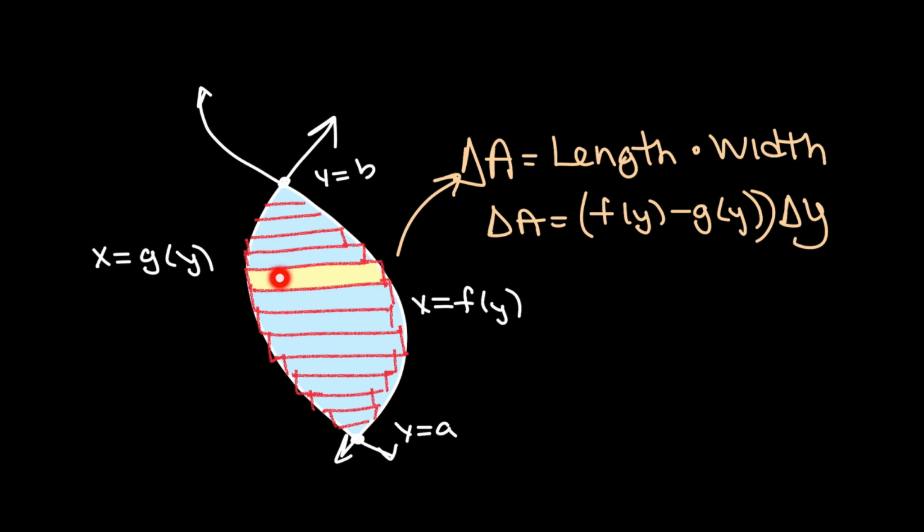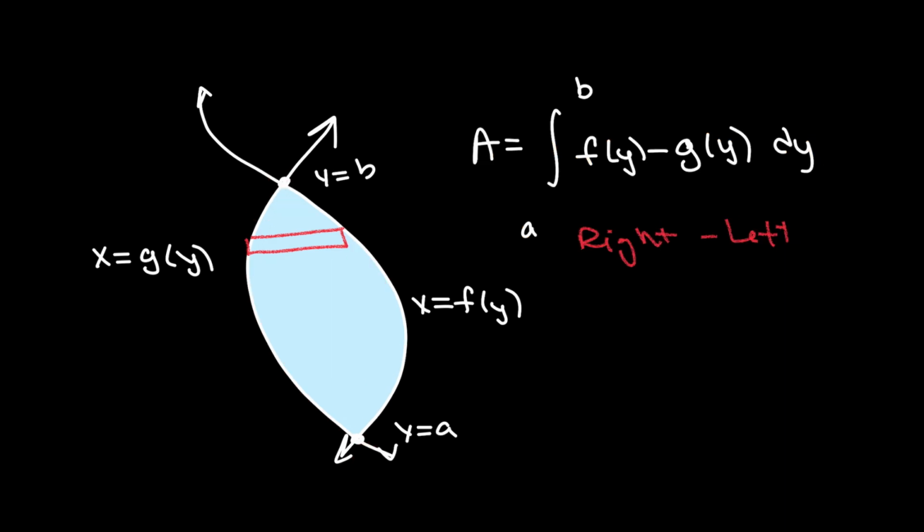And the length of these rectangles is going to be the right side of the object minus the left side of the object. How I have this drawn, the right side would be x equal f of y, and the left side would be x equal g of y. So just like in the previous example, if we want to find the total area of this region, we would have to add up all of those little rectangles. We can apply the limit process and make that delta y go to 0, and this turns into an integral. We will be integrating the right side minus the left side with respect to y from the bottom of the object, y equals a, up to the top of the object, y equals b.